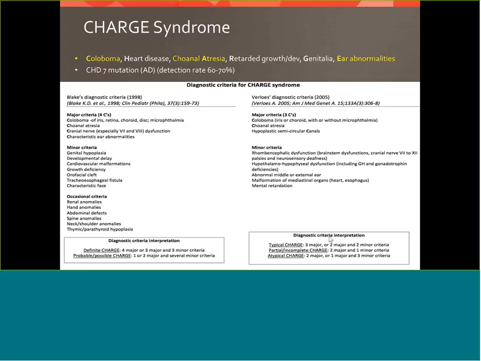So this patient had all the features of CHARGE syndrome, and no matter which diagnostic criteria you use, they meet all major criteria. So just on imaging alone, we can diagnose this, and that makes me feel good if I can diagnose it on imaging.